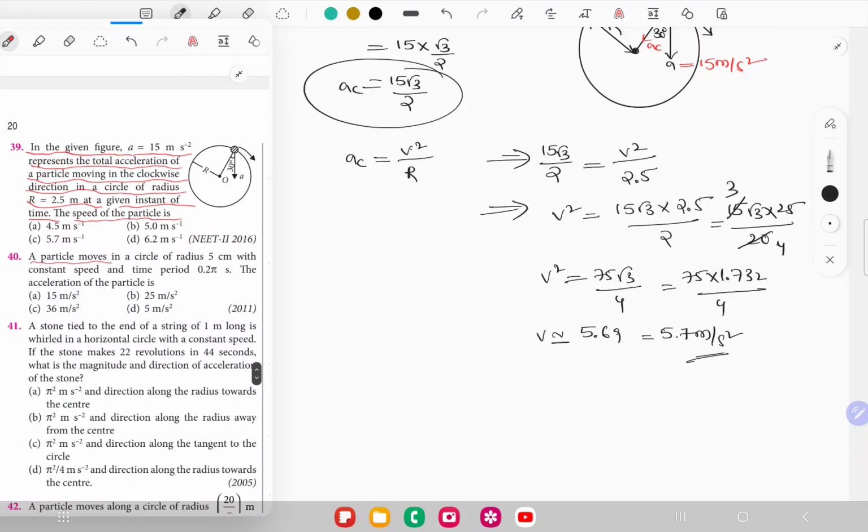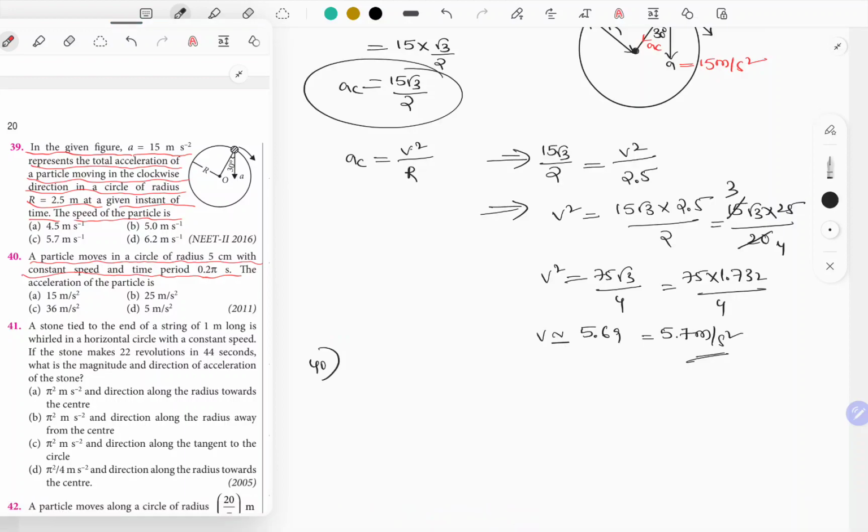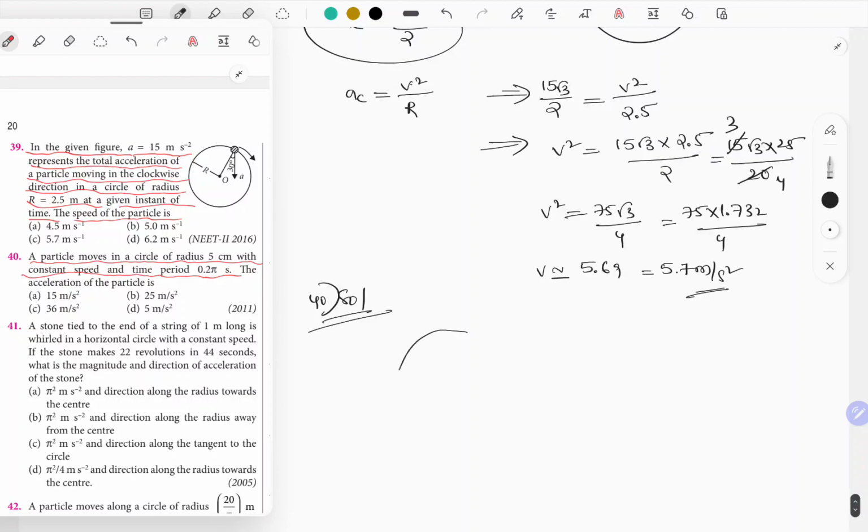Next, a particle moves in a circle of radius 5 centimeter with a constant speed and time period 0.2 pi seconds. The acceleration of the particle is asked. Question number 40: a particle moves in a circle of radius 5 centimeter.